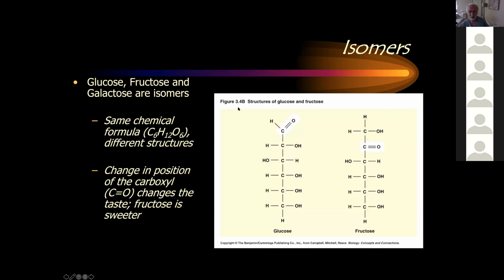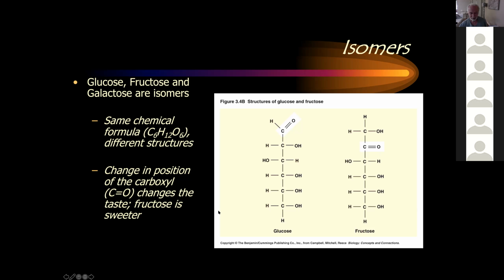And you need to know what is an isomer. Glucose, fructose, and galactose are isomers. That means that they have the same chemical formula, C6H12O6, but they have different structures. And what you see here is an illustration of that. This carbonyl can change positions from being terminal to being interior in the case of fructose. Now, this seems like a very small and a very subtle change, but it can have a big effect.